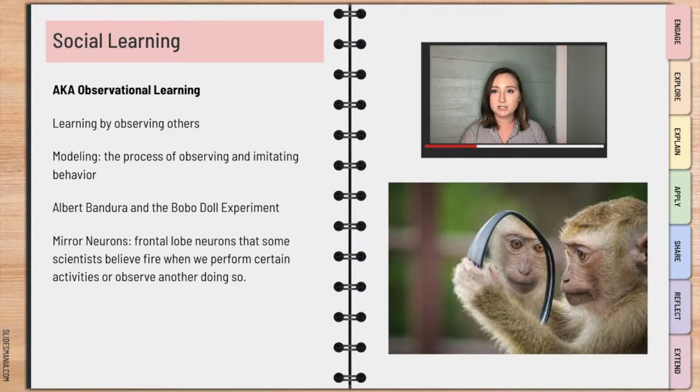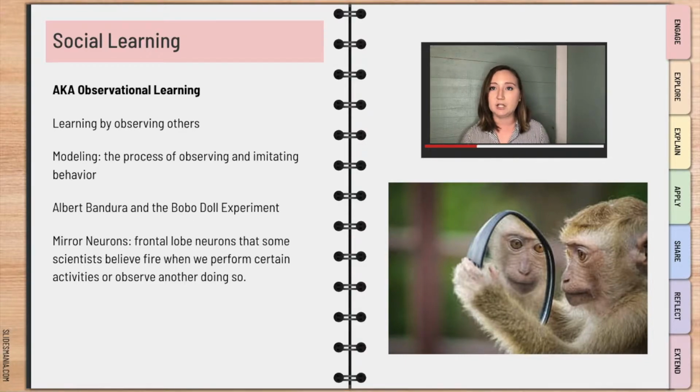And they would watch the adult with this behavior towards the Bobo doll, and the adults were supposed to go in and be very aggressive towards the doll, scream at it and hit it and kick it and bat it around. And when the child would go in, they would do the same thing. So he was showing that children learn through modeling. They will repeat the behavior that they are shown from an adult.